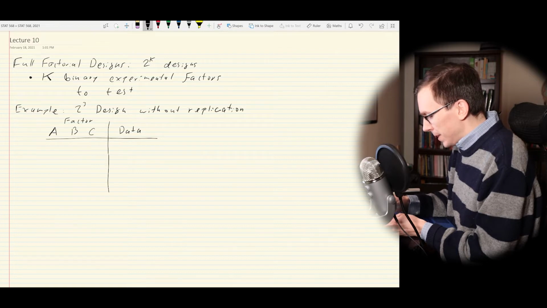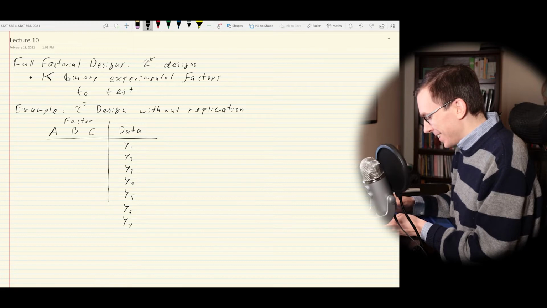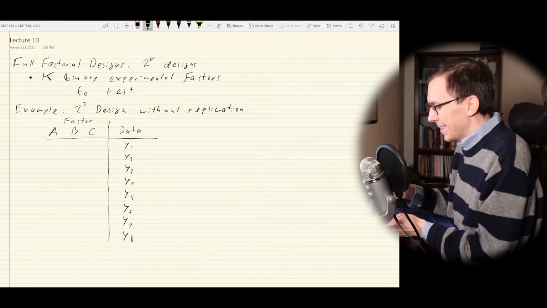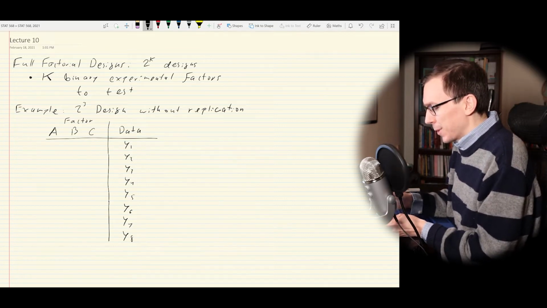And well, let's just write it in here. We're going to have y1, y2, y3, y4, y5, y6, y7, and y8. Why did I write all of this? I wrote it so that you can get a sense of what the design would look like.